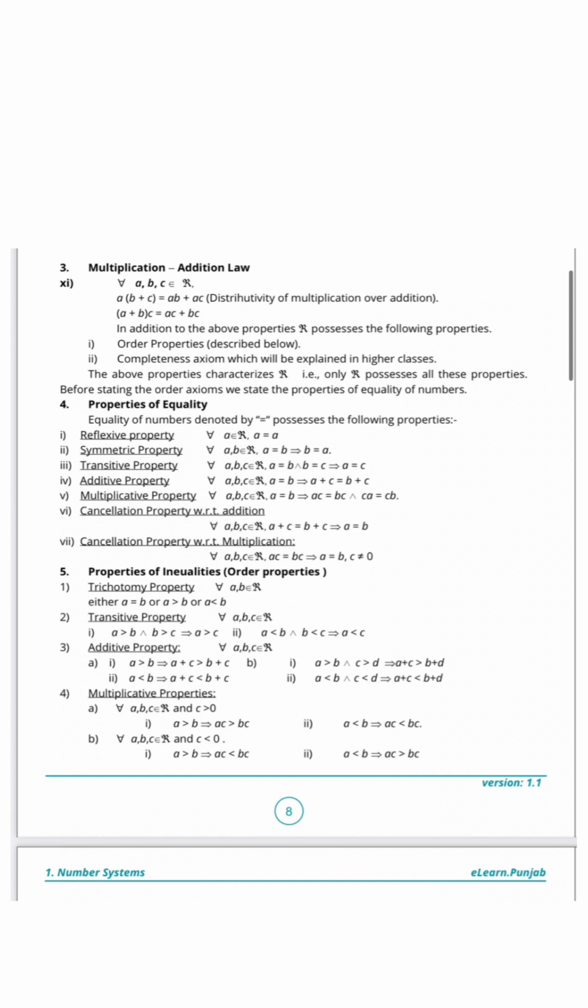You can consider any numbers as an example, like 1 = 1. Then the transitive property: for all a, b, c belonging to capital R, if a = b and b = c, it also means that a = c. Then the additive property: for all a, b, c belonging to capital R, if a = b, it implies that a + c = b + c.